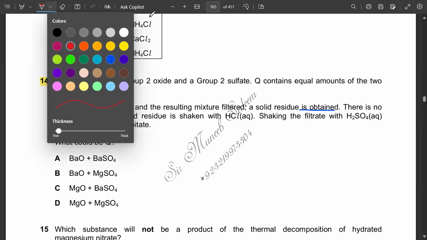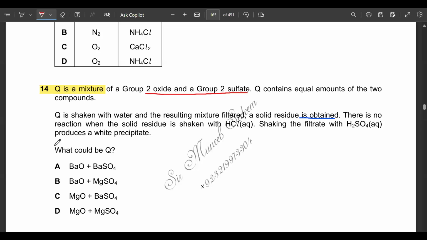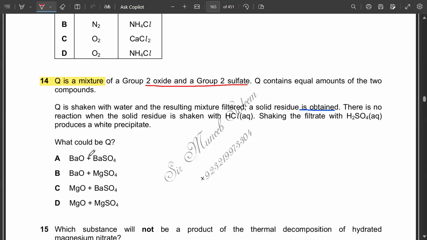All right. So basically, we're supposed to find out the mixture of the oxide and the sulfate from the given options. So the oxide, which we have to find out from here, and along with the sulfate, for this purpose, we need to see some information. There is no reaction when the solid is shaken with the HCl. So they are saying the solid was obtained in the residue and that could not react with the HCl.